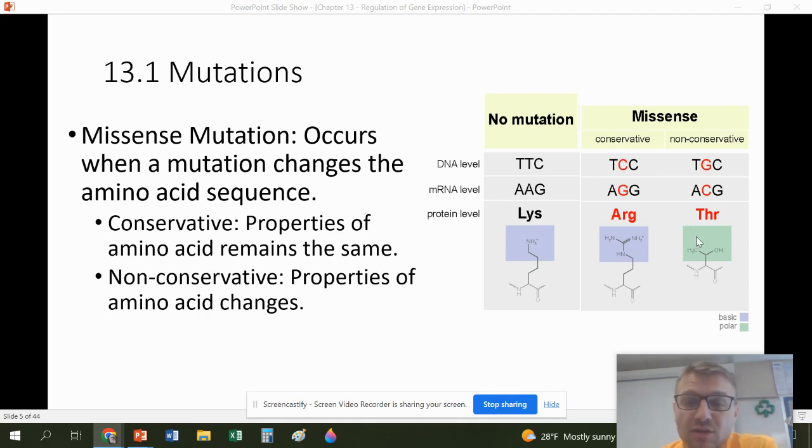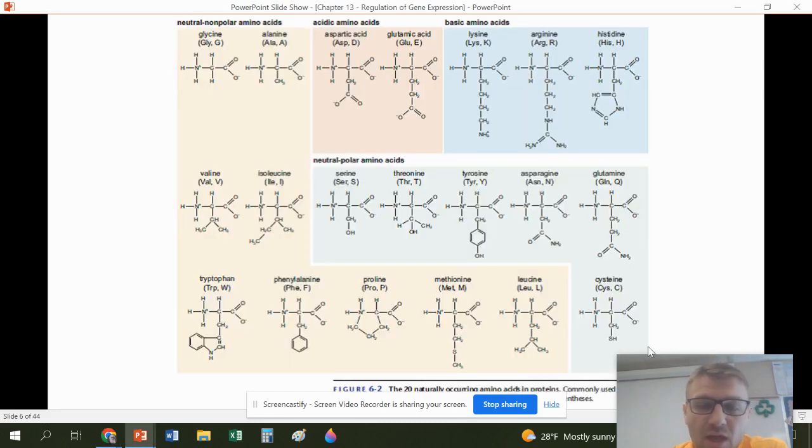However, in a non-conservative mutation, the properties will change. You can see threonine here has a different property. It's polar. It should affect the folding of the protein a little bit differently than this conservative mutation. So that's the difference between the conservative and non-conservative missense mutations. They are going to change the amino acid that the original DNA had.